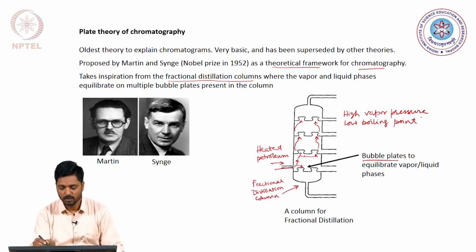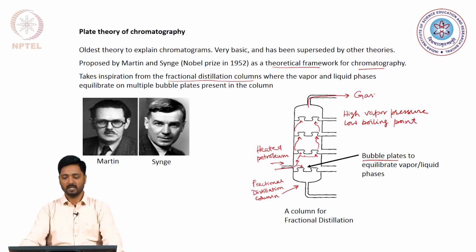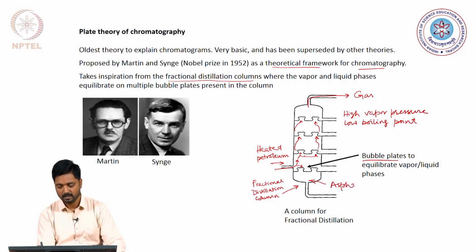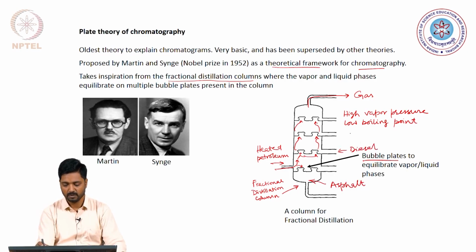And of course, at the top of this column comes out the petroleum gas, which is then liquefied, and we collect various fractions such as asphalt, which is a very high boiling fraction, collected at the bottom, while many other fractions such as diesel and petrol will be collected at intermediate levels.